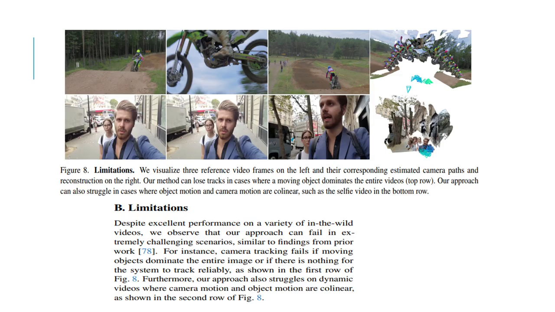Now, what is the limitation? Here we show three video frames on the left with their corresponding estimated camera paths, and a reconstruction on the right. Our method can lose track in cases where a moving object dominates the entire video, as in the top rows. Our approach also struggles in cases where object motion and camera motion are collinear, such as the selfie video in the bottom row. From here we can understand that our method fails when moving objects dominate, or when object and camera move collinearly.